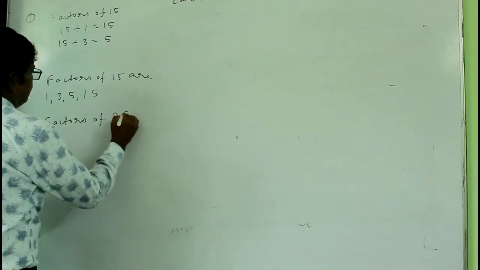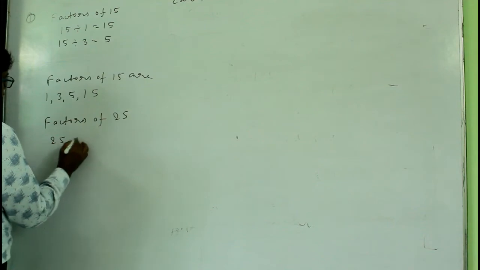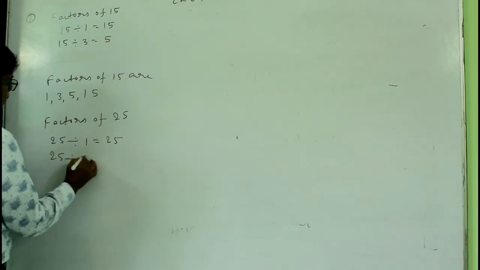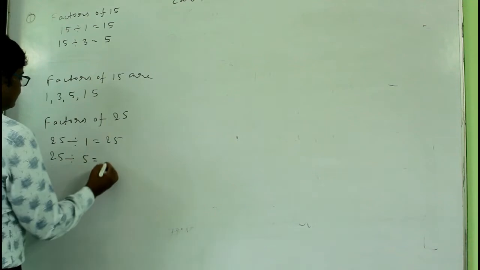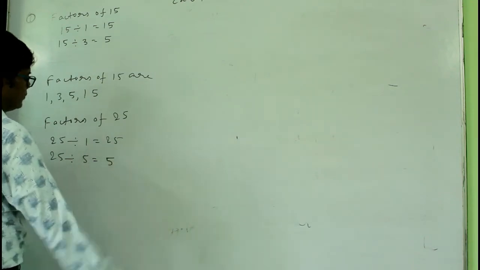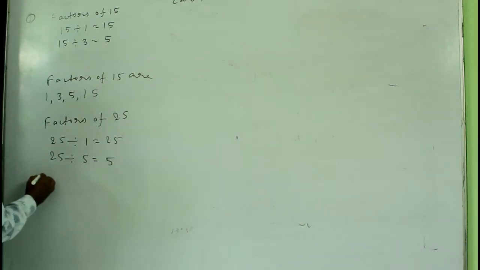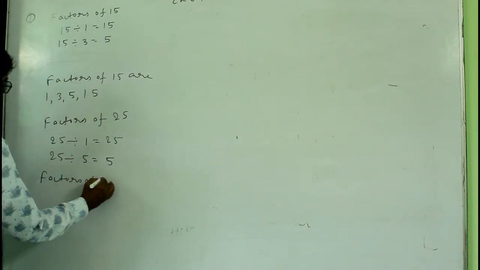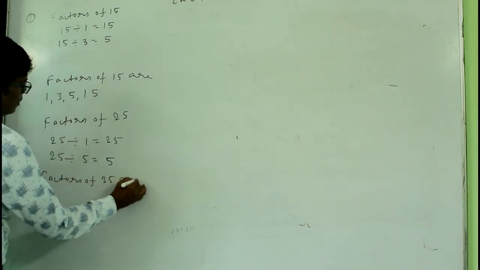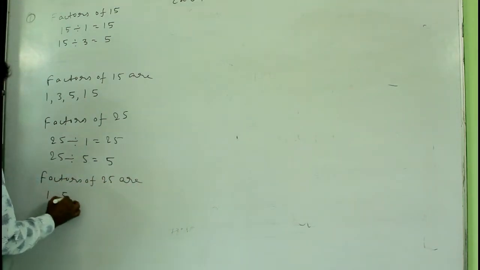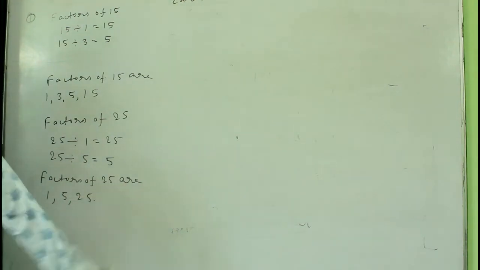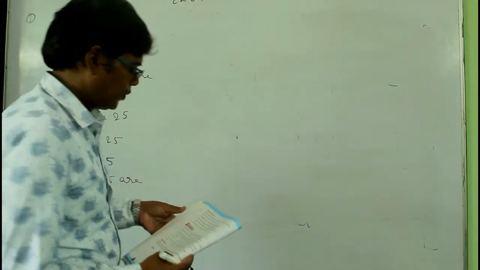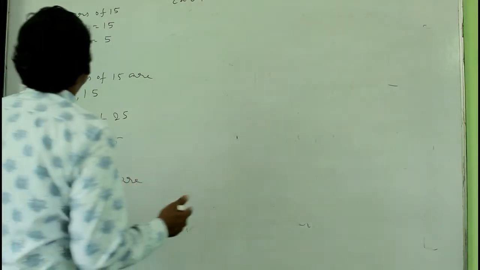Next, factors of 25. 25 divided by 1 equals 25. 25 divided by 5 equals 5. That's it. So the factors of 25 are 1, 5 and 25. Okay, these are the factors of 25. Then 52 I will solve. We will do the other questions yourself.